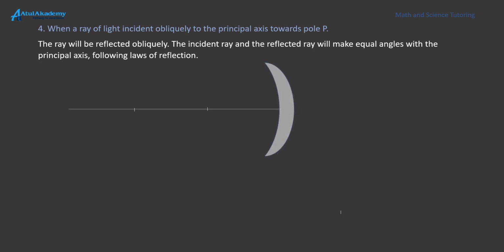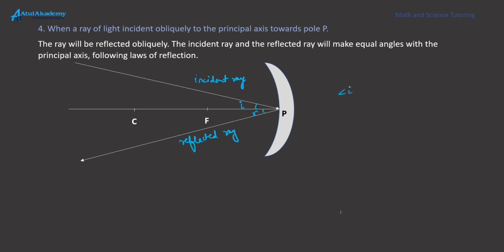Let's see how it will happen in a concave mirror. This is obliquely making an angle i over here. This is the incident ray. How will it be reflected back? This will be your angle r. This is the reflected ray. So angle i will be equal to angle r. So the ray will be reflected obliquely with the same angle. The incident ray and the reflected ray will make equal angles with the principal axis, following the laws of reflection.